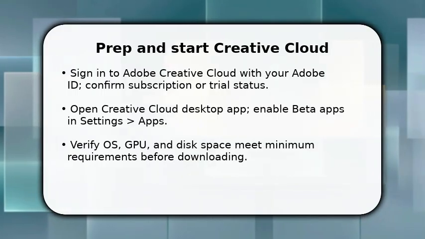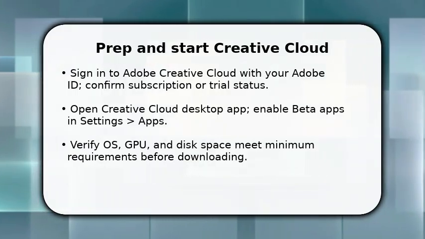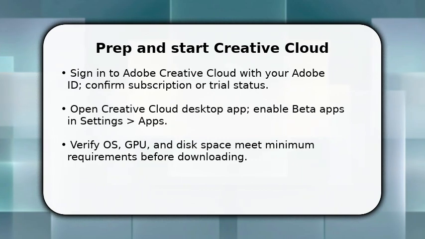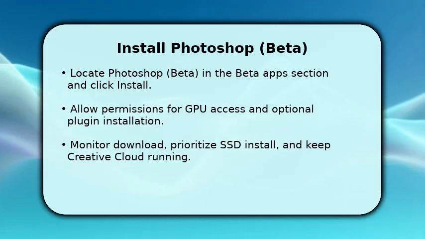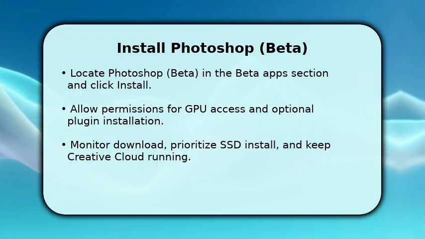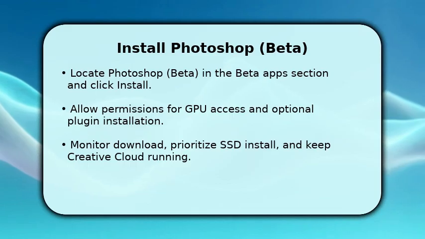Now return to the app list and look for Photoshop Beta to begin the download and installation sequence. You should see Photoshop Beta listed under Beta Apps. Click Install to start. While it downloads, make sure you grant any OS permissions for GPU acceleration and file access, because those enable performance and plugin functionality.